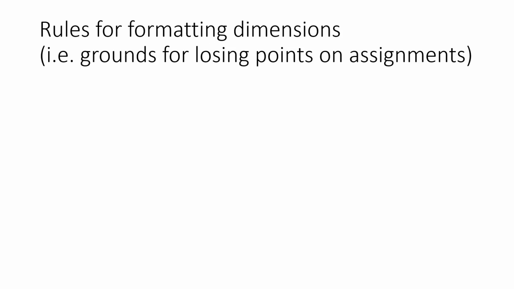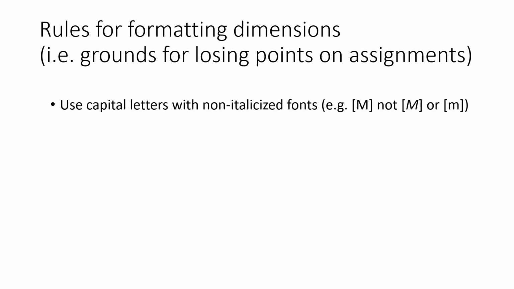Some rules for formatting dimensions, and this is important because this is one of those things where it's grounds for losing points on assignments. I really want you to get this right. When I ask for dimensions, please be sure to give me dimensions and not units. When I say dimensions, I don't mean units. Also, please format them correctly. So when you're making dimensions, it's really important not to get them confused with variables or other mathematical entities in what you're writing. So you want to do things that keep them separate. Use capital letters with non-italicized fonts. That's because variables are typically italicized, so dimensions should not be.